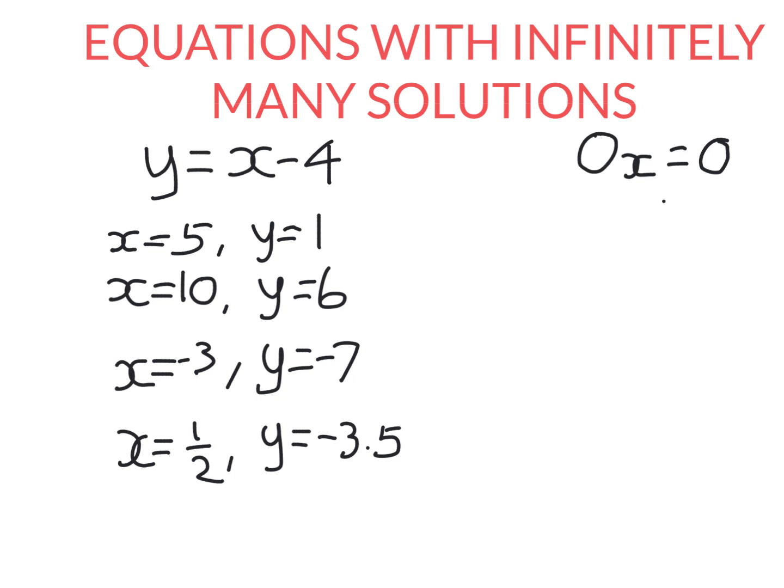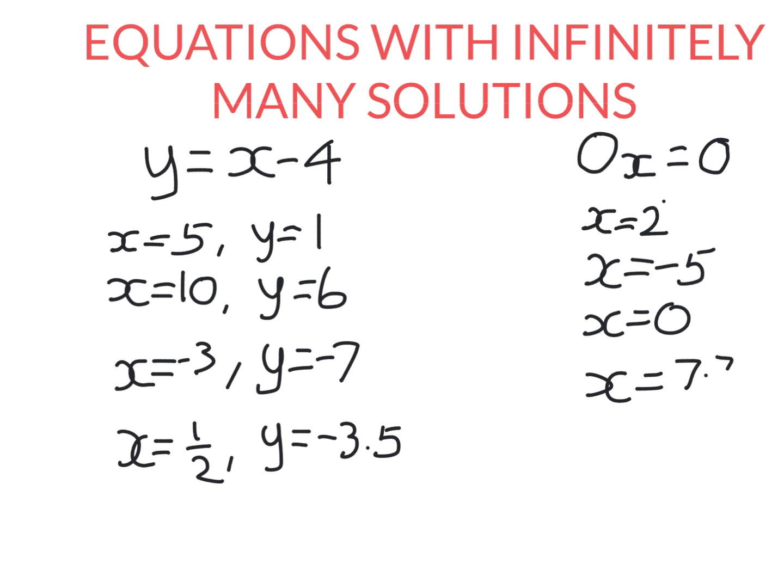Another equation that has infinitely many solutions is this one here, 0x equals 0. Because if you times 0 by a number, you will always get 0. So you will get x equals 2 as a solution. 0 times 2 is 0. You could have x equals negative 5. You could have x equals 0. The solutions don't need to be whole numbers. 7.75, for example. Literally any value of x will solve this equation.